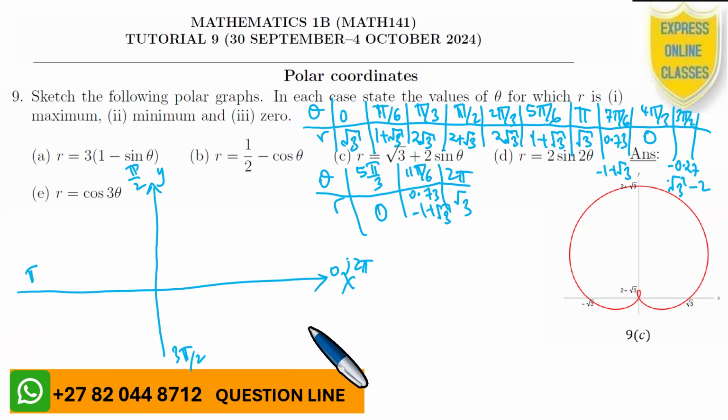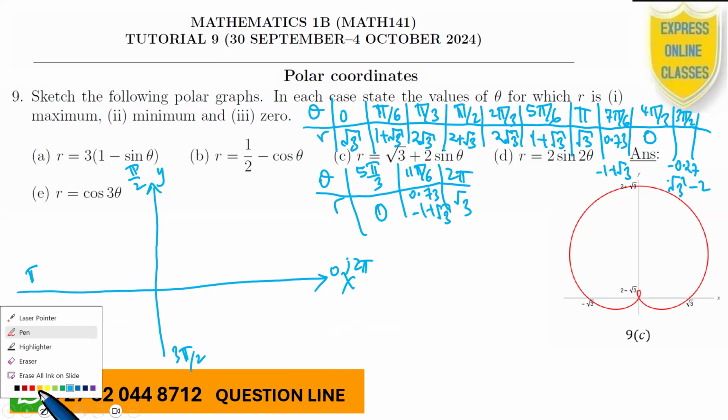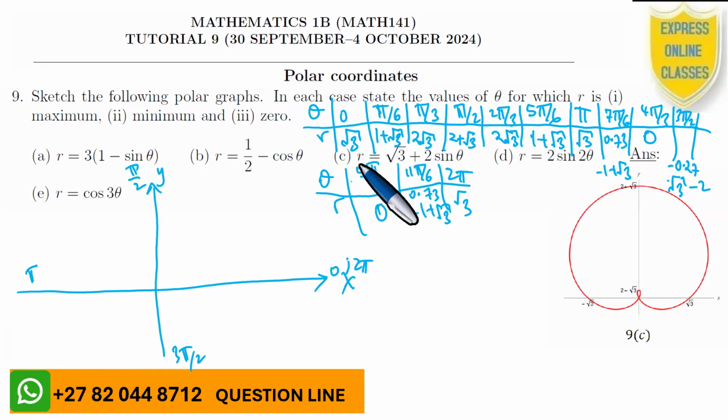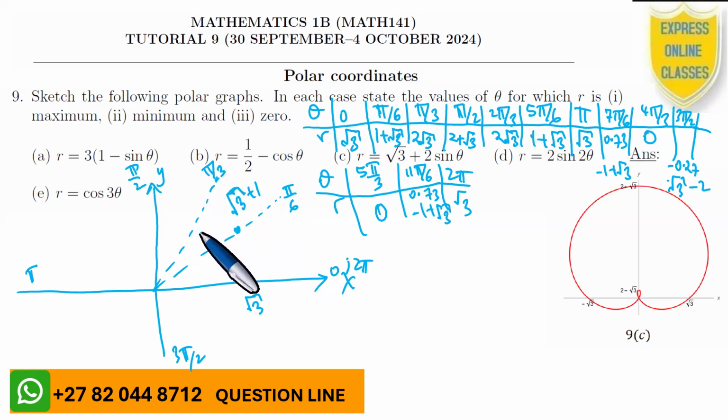Now let us see what we can do, starting with 0, for example. At 0, you have the square root of 3. At pi over 6, we have 1 plus the square root of 3. So if this is the pi over 6 ray, you'll have more in length. This is square root of 3, but this is going to be square root of 3 plus 1. Then you have the next one, which is pi out of 3. Okay, so with this one, which is 2 to the square root of 3.